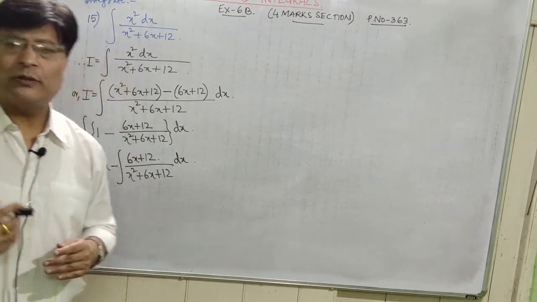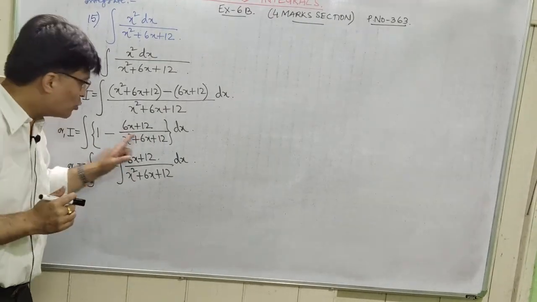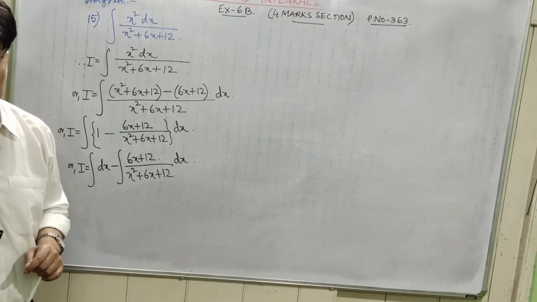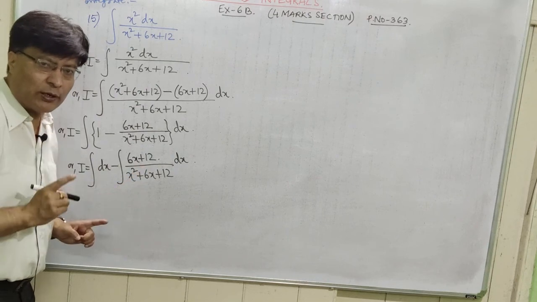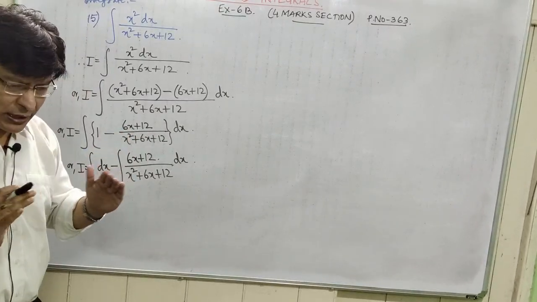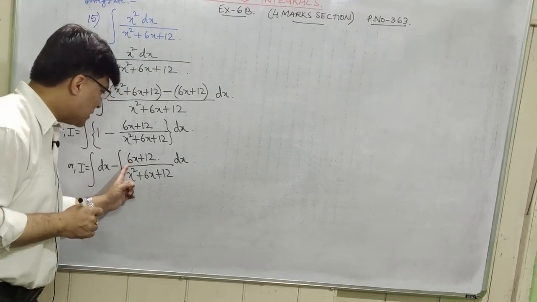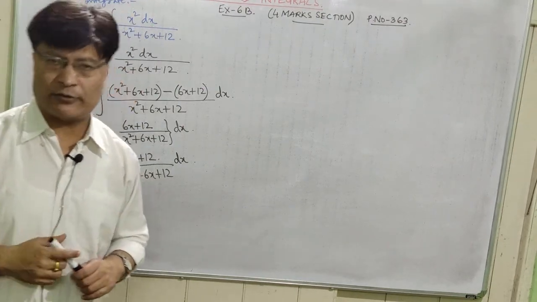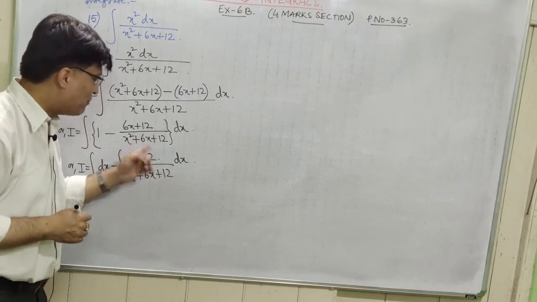So I told you about the method of how to integrate if you can't factorize the denominator. If you can't factorize the denominator, you write down the differentiation of the denominator in the numerator, and accordingly you have to manipulate that expression. Is that clear? Here the quadratic expression in the denominator cannot be factorized. If it can't be factorized, we write the differentiation of the denominator in the numerator.